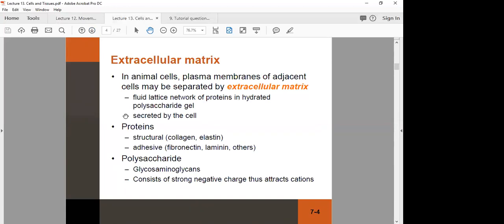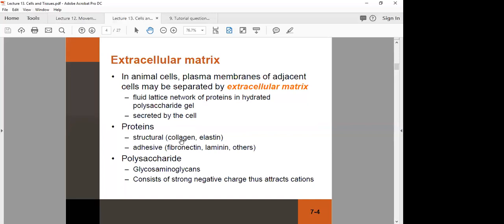So let's consider the major proteins found in the extracellular matrix, which I'm going to abbreviate to ECM. The proteins fall into two broad categories: structural proteins and adhesive proteins. Structural proteins include collagen and elastin. Collagen is probably the most abundant protein found in animals. It can constitute up to about 25% of the total protein in animal systems.